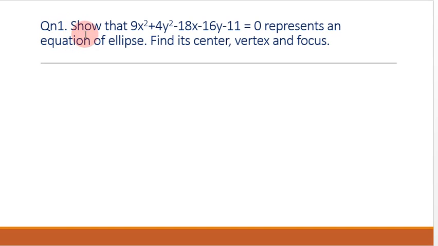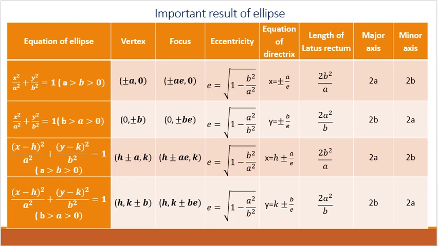One of the problems is to show that 9x square plus 4y square minus 18x minus 16y minus 11 equal to 0 represents an equation of ellipse, and find its center, vertex and focus. So we have to prove that this equation represents the ellipse. So let us see the form of equation at first.